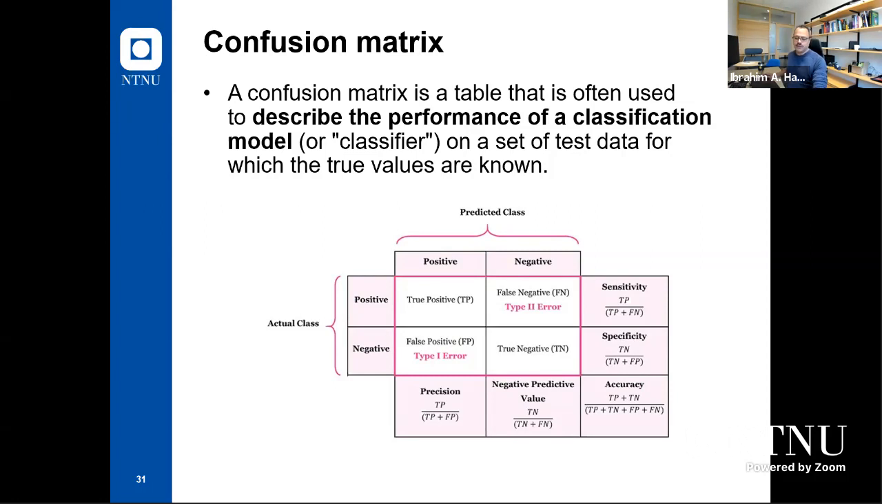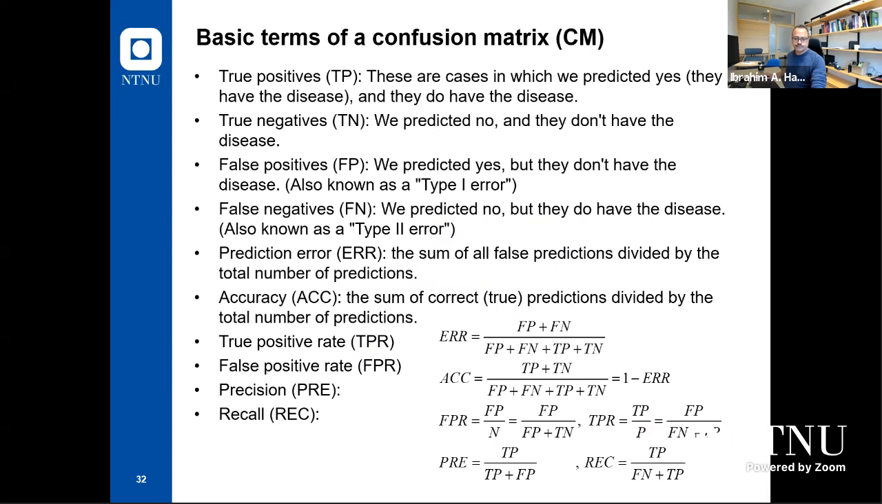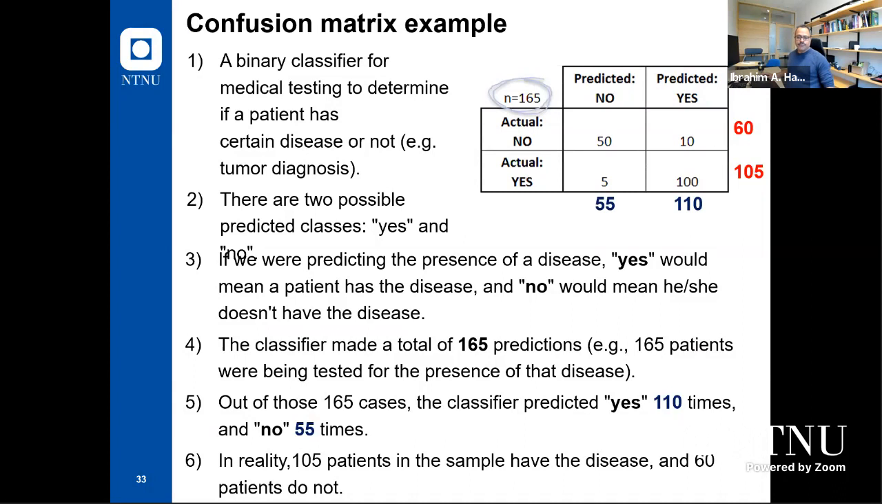And we also have a tool in Python, in sklearn, for calculating those numbers: true positive rate, false positive rate, precision, and recall. So this is an example, a binary classification problem for medical testing to determine if a patient has a certain disease or not. For example, a tumor diagnosis. In this case, we have two possible classes, yes and no, right?